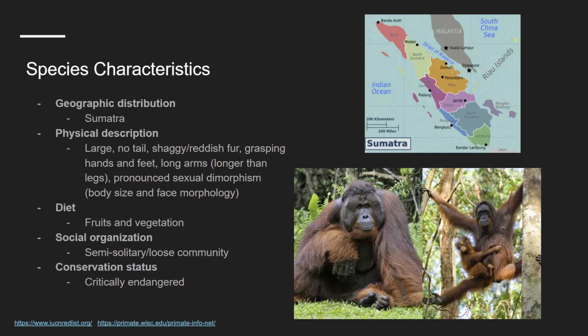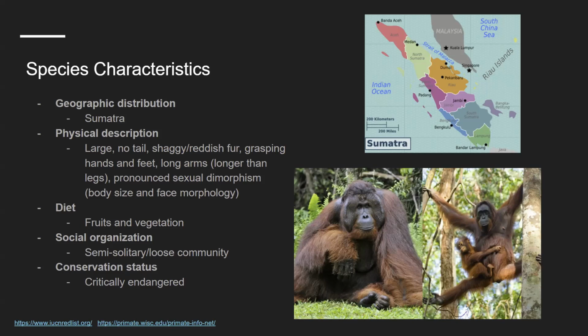And then moving on to their diet, it is pretty much all fruits and vegetation. Of course, like a lot of other apes, they have been known to eat small vertebrates or eggs, things like that, tree bark. But this species in particular, about 90% of their diet is fruits, including ripe fruits, which is an important distinction.